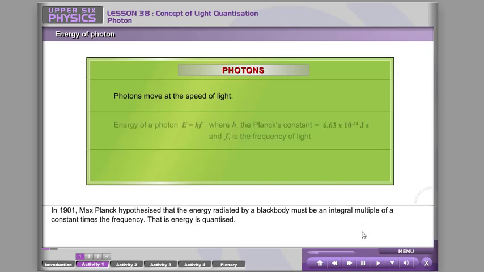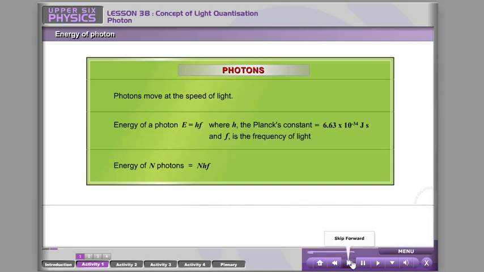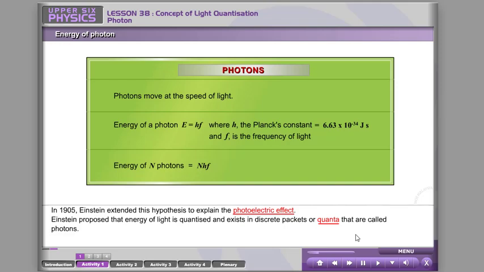In 1901, Max Planck hypothesized that the energy radiated by a black body must be an integral multiple of a constant times the frequency. That is, energy is quantized. In 1905, Einstein extended this hypothesis to explain the photoelectric effect. Einstein proposed that energy of light is quantized and exists in discrete packets or quanta that are called photons.